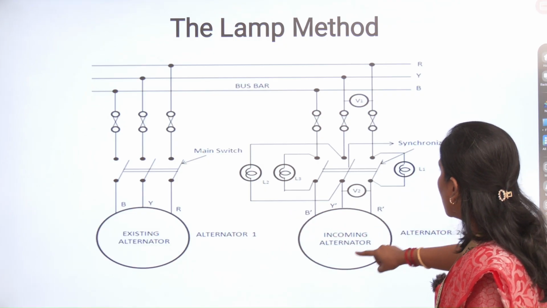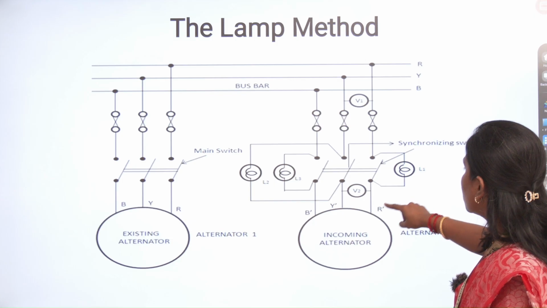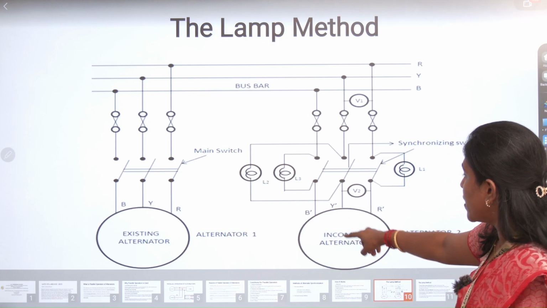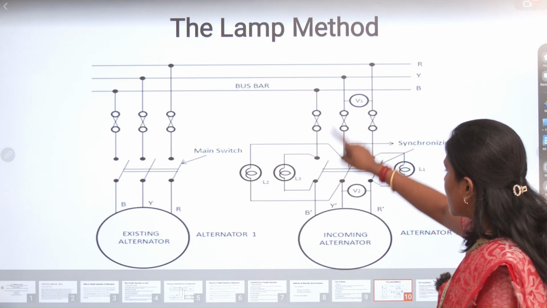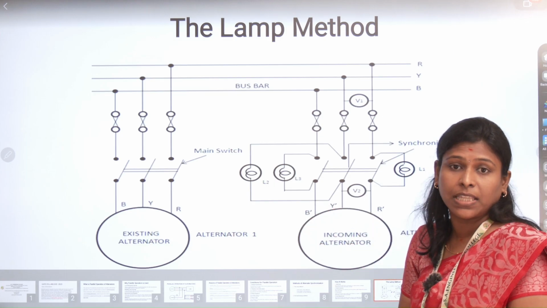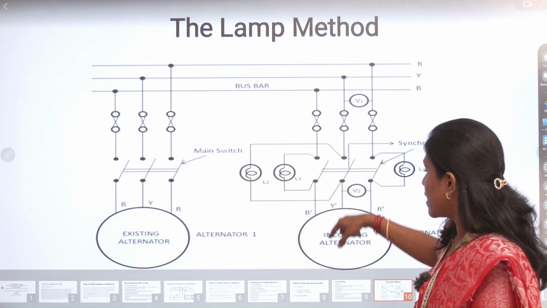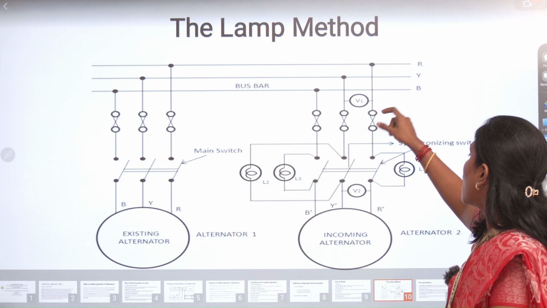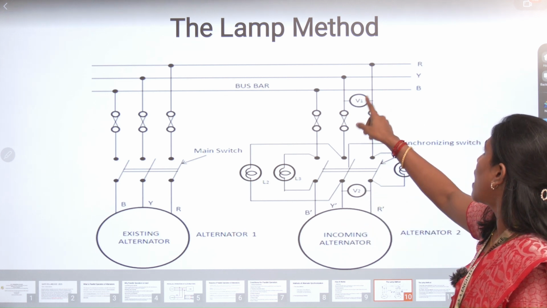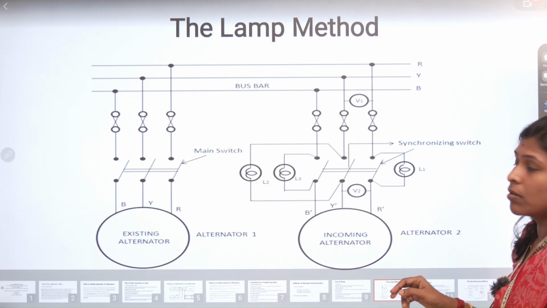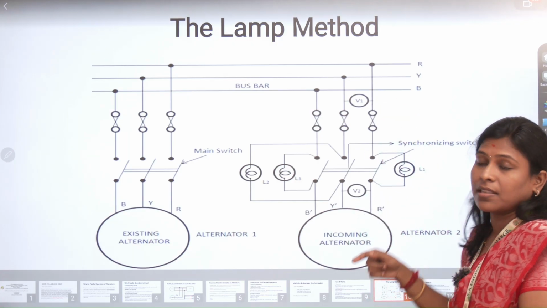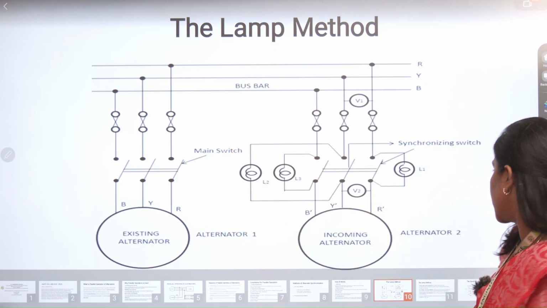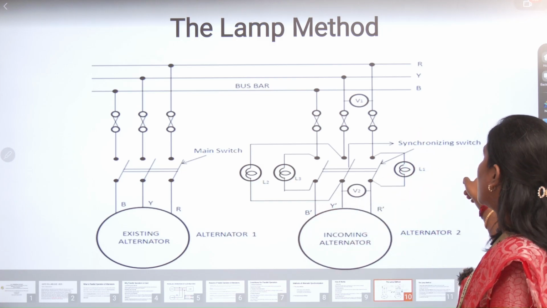Lamp 1 is connected between the R phase of the incoming alternator and the bus bar, lamp 2 is connected between the Y phase of the incoming alternator and the Y phase of the bus bar, and lamp 3 is connected between the B phase of the incoming alternator and the B phase of the bus bar. The voltmeter is connected between the R and Y phase of alternator 2 and the R and Y phase of the bus bar. This voltmeter checks for voltage matching between the bus bar and the incoming alternator. So this is the diagrammatic representation of the lamp method.